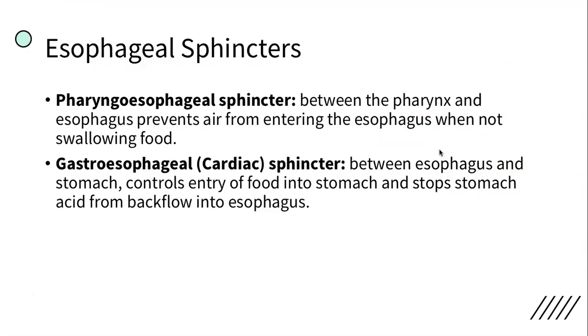We do have two esophageal sphincters that I'd like you to know. The first is the pharyngoesophageal sphincter, which is between your pharynx, the throat, and the esophagus, and that prevents air from entering the esophagus when you're not swallowing food. Basically just so you don't dry out your esophagus too much. And the gastroesophageal, or sometimes called cardiac sphincter, is between your esophagus and the stomach, and it controls entry of food into the stomach and stops stomach acid from backflowing into your esophagus. If you, like me, sometimes unfortunately get a little bit of heartburn, that's what happens, that feeling.